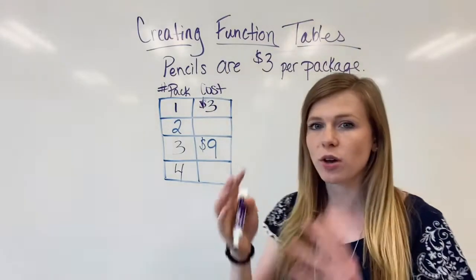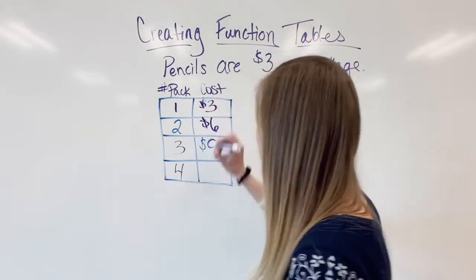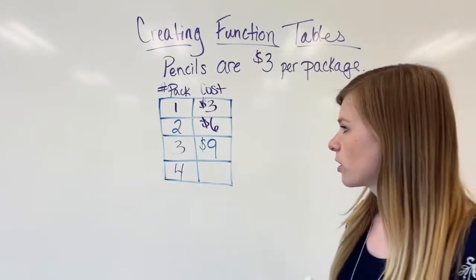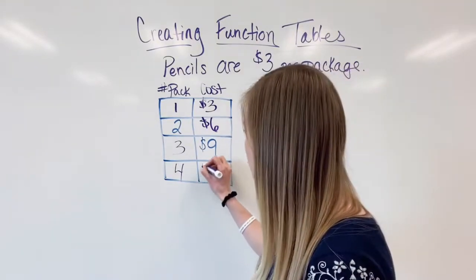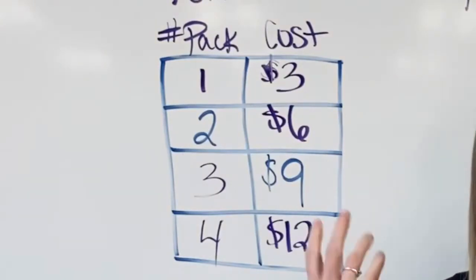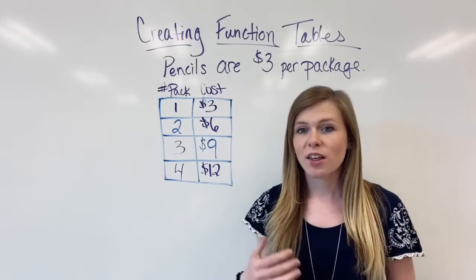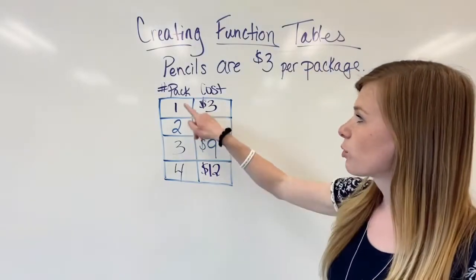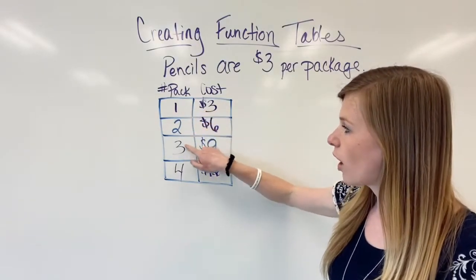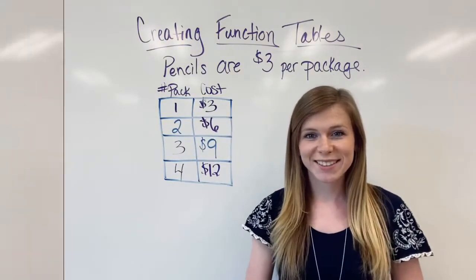2 packages, so now I have 3 plus 3. So it's gonna bring me to $6. The $9 was already filled in. For 4 packages, that's going to be $12. And that is how you finish filling in the function table. You can see that you are simply taking 3 times however the amount of packages you are purchasing.